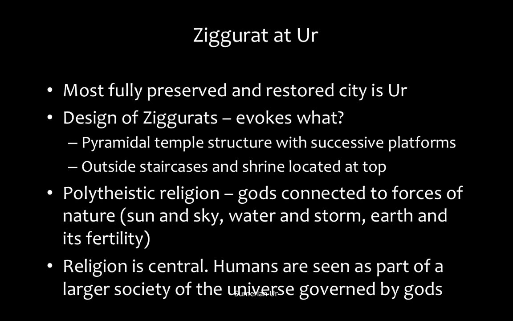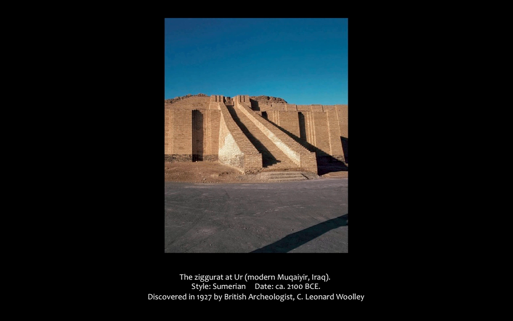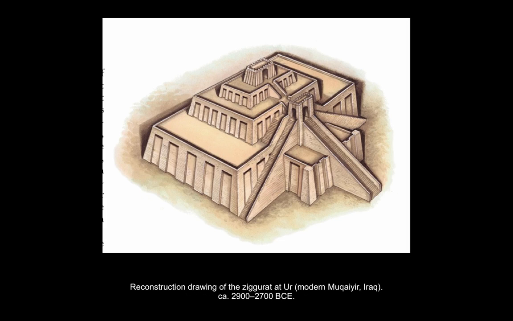There's also an outside staircase and a shrine that's located at the top. So I'll just show you what that looks like real quick, and then we'll come back. So here is a view of the ziggurat at Ur. So this is in modern-day Iraq. It was discovered in 1927 by British archaeologist Leonard Woolley. So the style here is Sumerian, or you can just put Mesopotamia when you get this as a slide ID.